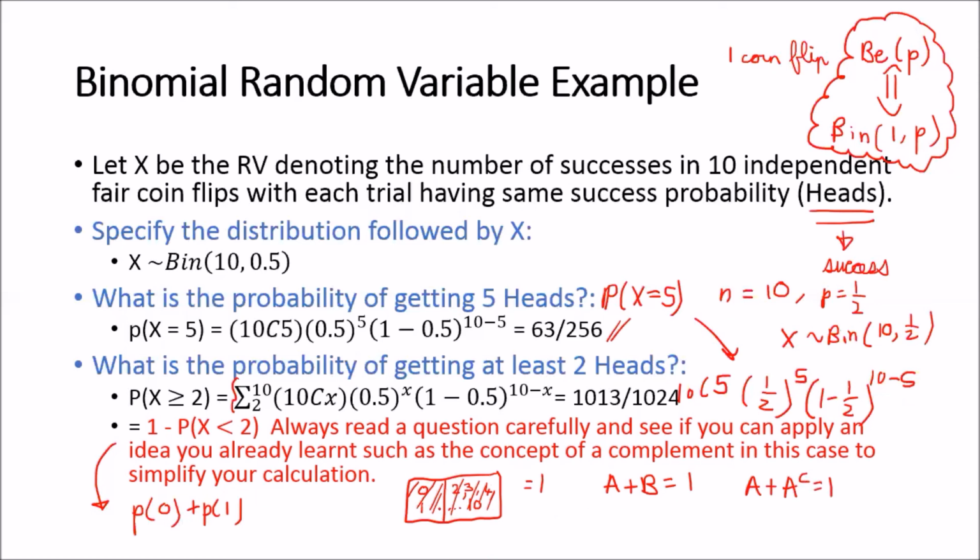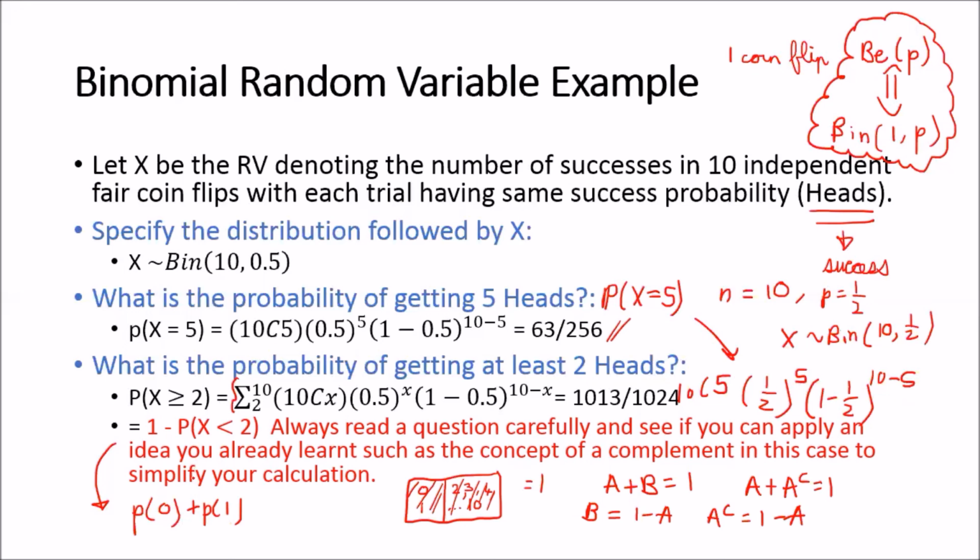Then we know that if we are interested in finding b, well, b is just going to be 1 minus a, or a complement will be equal to 1 minus a in this case. So use concepts or ideas to simplify your calculations to make life easier for yourself. Always think before answering a question. Think of how can I do this in a better way.